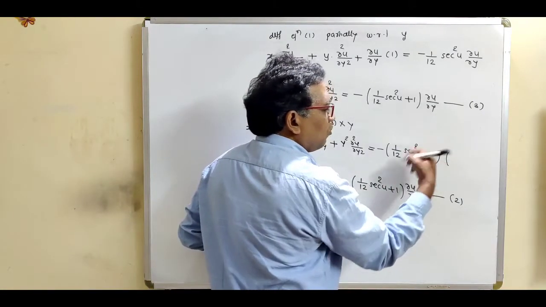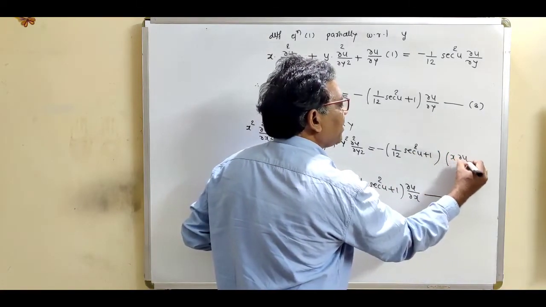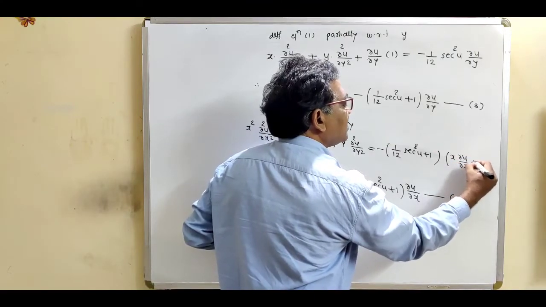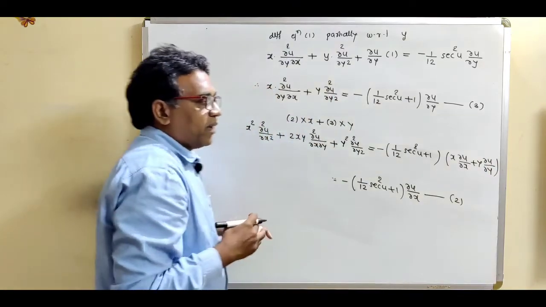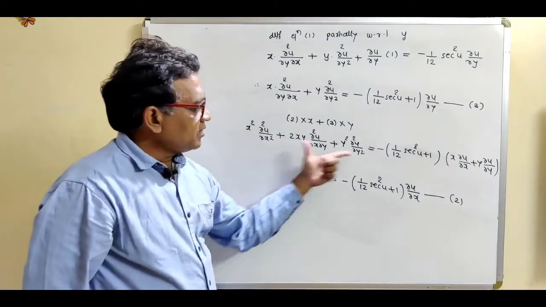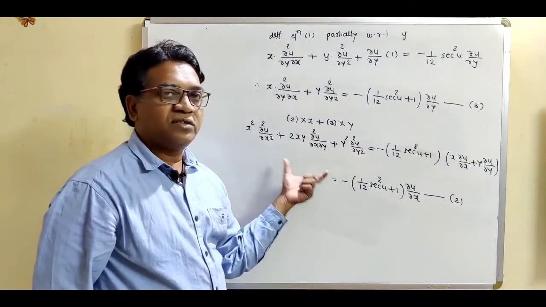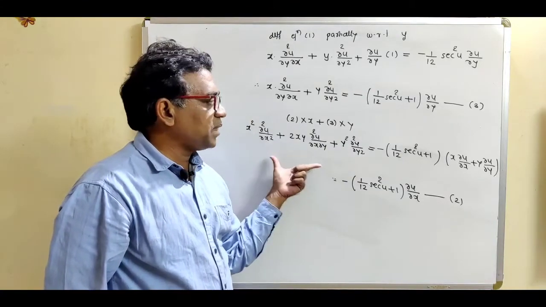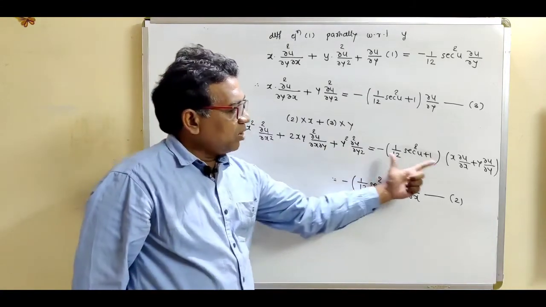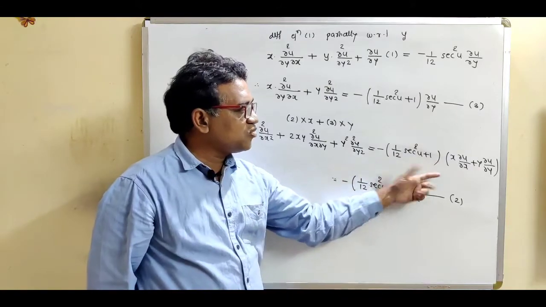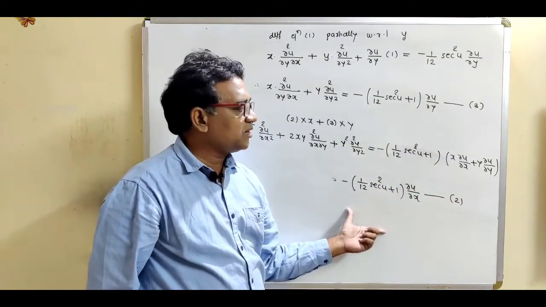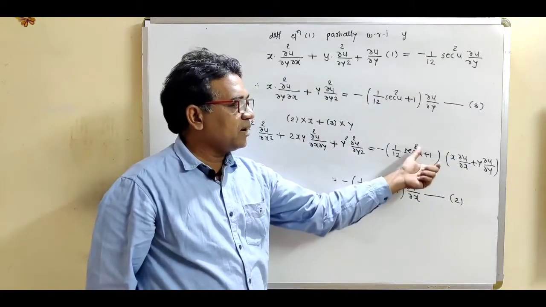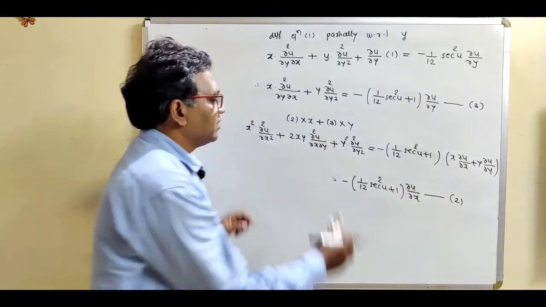Into, what is the second bracket? The second bracket contains the Euler's theorem, x into del u by del x plus y into del u by del y. So see, this left hand side, what is the structure? It is just a consequence of the Euler's theorem. What is the structure of this right hand side? It contains 2 brackets. The first bracket contains the common term from equation 2 and 3, and the second bracket contains just a statement of Euler's theorem.